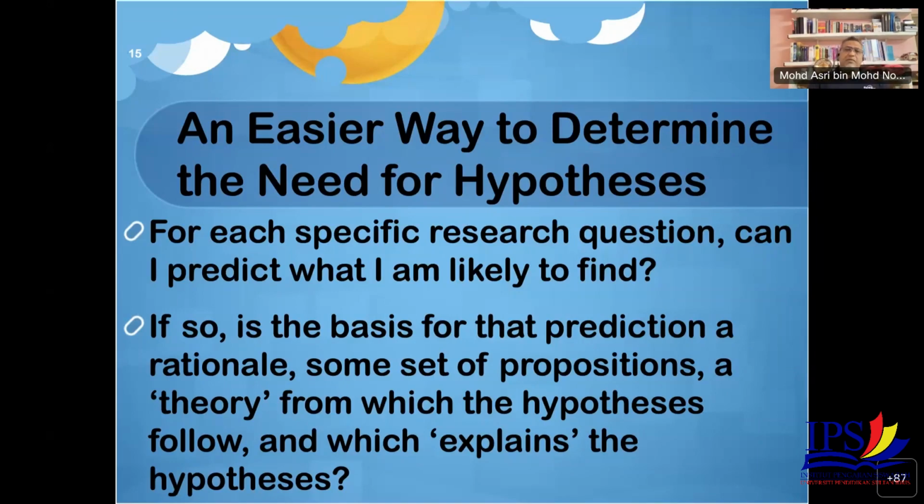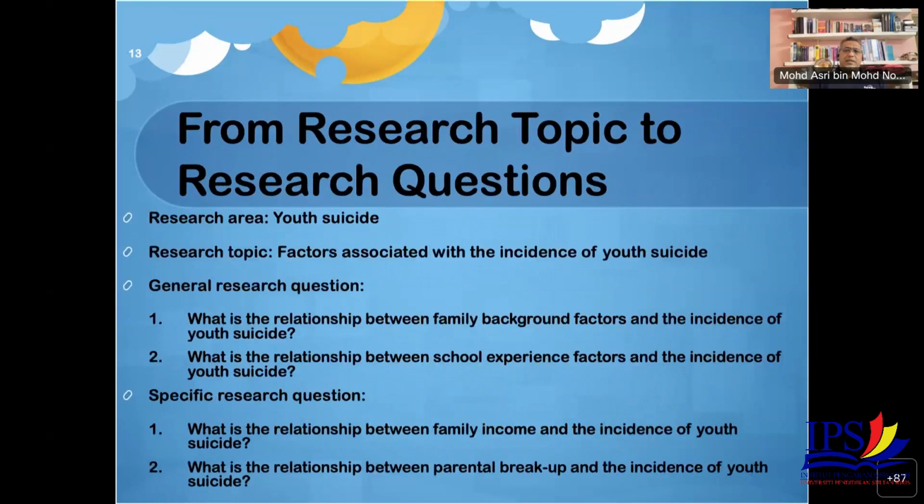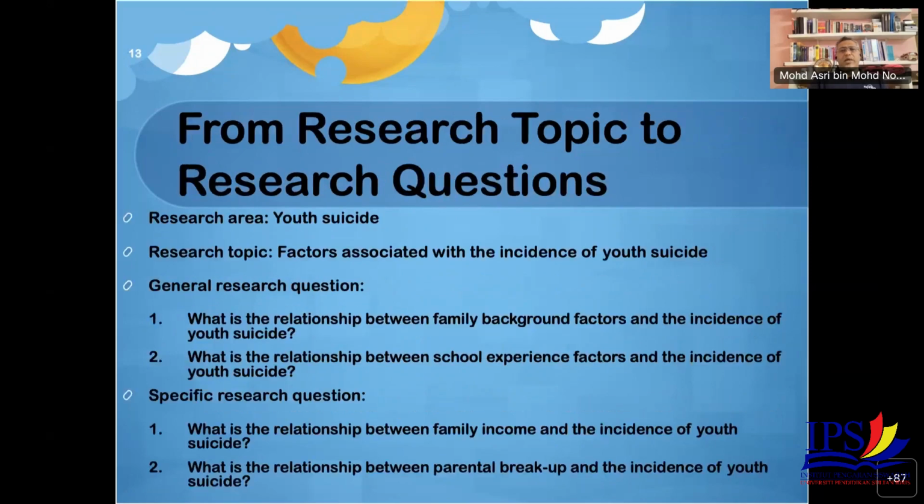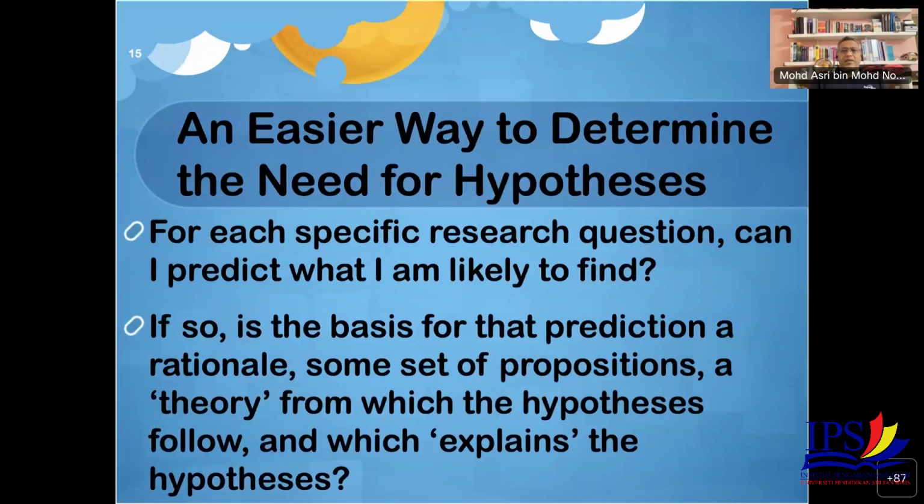For example, if you look at this, this is just a question. What is the relationship between family income and the incidence of youth suicide? Okay, if you look at this research question, you ask yourself whether you can predict what you are likely to find. Of course, you can predict.